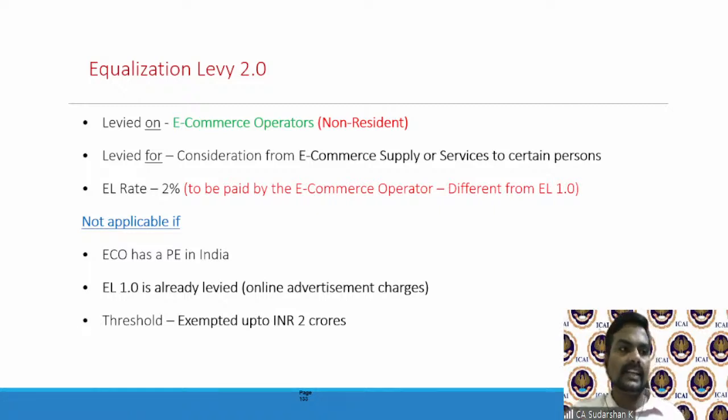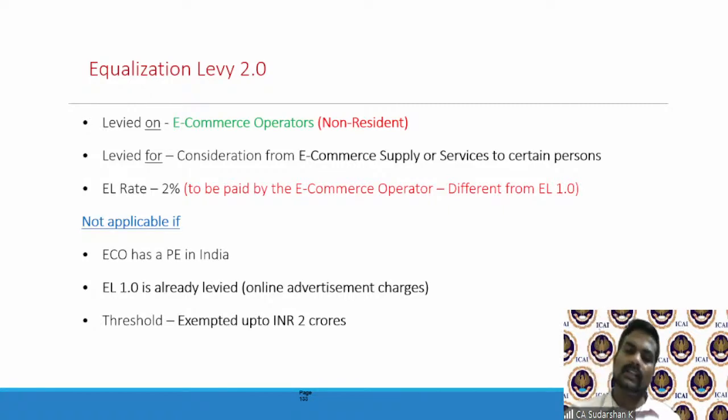We saw in the first leg in equalization levy, where it was non-residents, the same continues. The target is the non-residents, not residents, because resident e-commerce operators like a local Snapdeal, it is quite easy to do it because they have set up in India. So you can always find out.